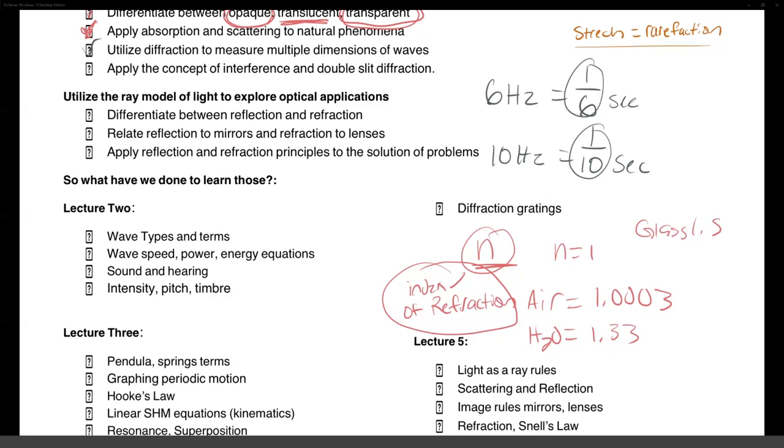Right, so Snell's law is n1 sine theta 1 equals n2 sine theta 2. So if you have two different mediums with different indexes of refraction, you can figure out the angle at which it's going to come out. We did that at the beginning of our last homework assignment.